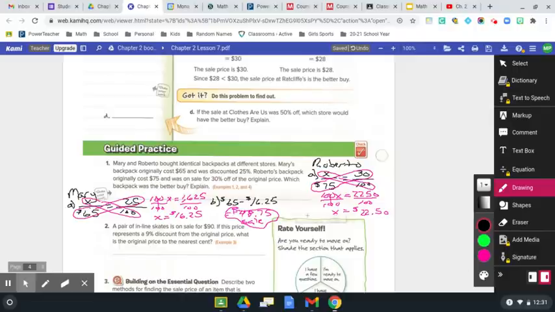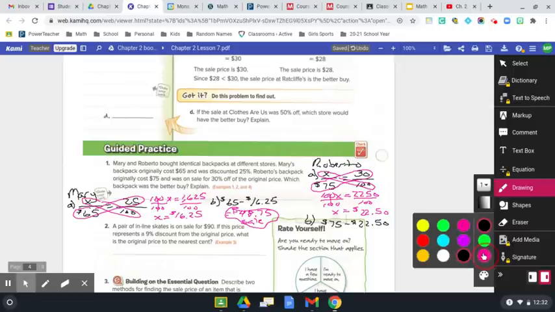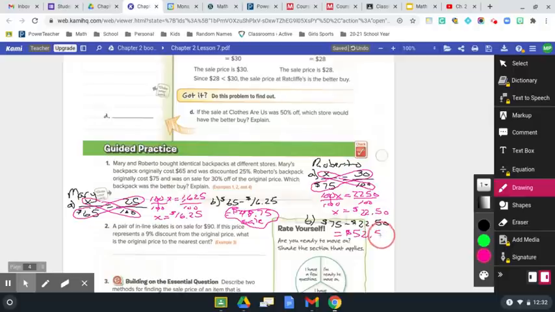Second step. So subtract to find his sale price: $75 minus the $22.50. And when you subtract those, what do you see? The sale price for Roberto's backpack is $52.50.